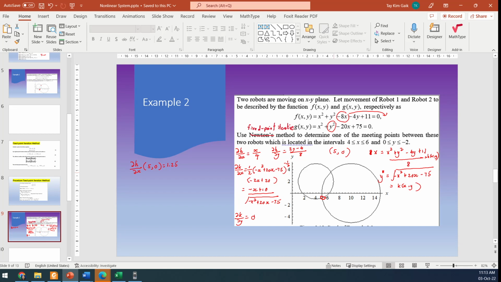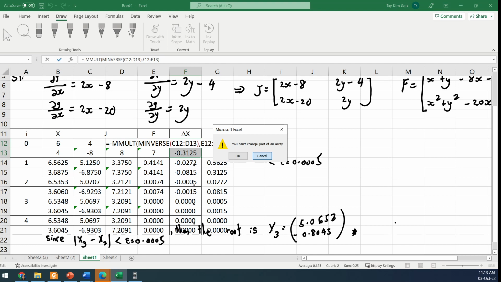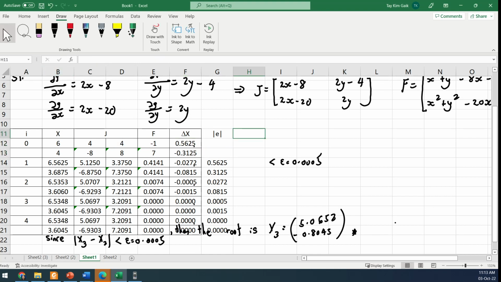Newton will be easy and flexible, even though it looks a bit tedious. You have to find the Jacobian and vector f. You find the delta x using the formula just now: negative, multiply the inverse of your Jacobian, then multiply with vector f. Even though it is a bit tedious, once it is done, you can just change to a new initial condition to obtain a new root.